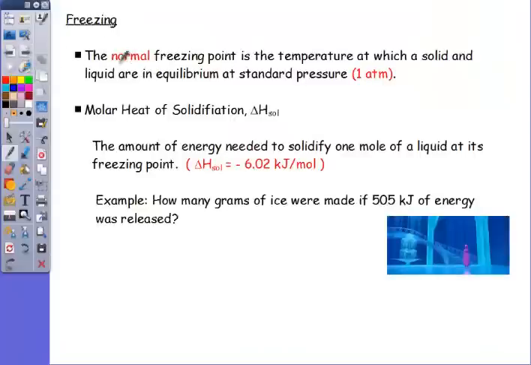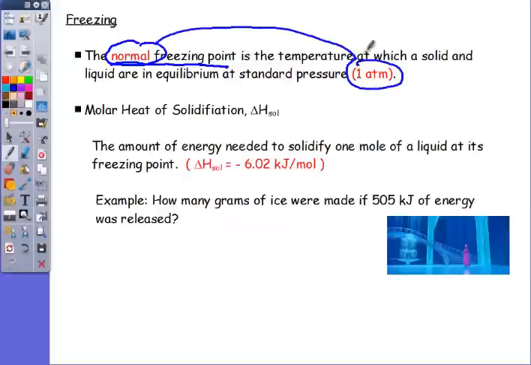The other term I need to introduce here is the term normal freezing point. The key word here is whenever you see the word normal, that means at 1 atm. Water freezes at 0 degrees Celsius is not always a true statement because it depends on the atmospheric pressure. And atmospheric pressure, we learned in topic 2, varies depending upon elevation or weather patterns.